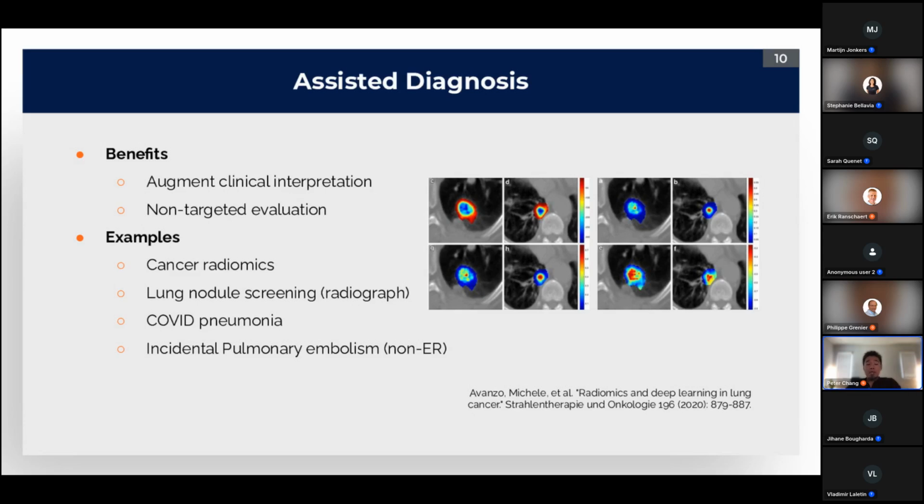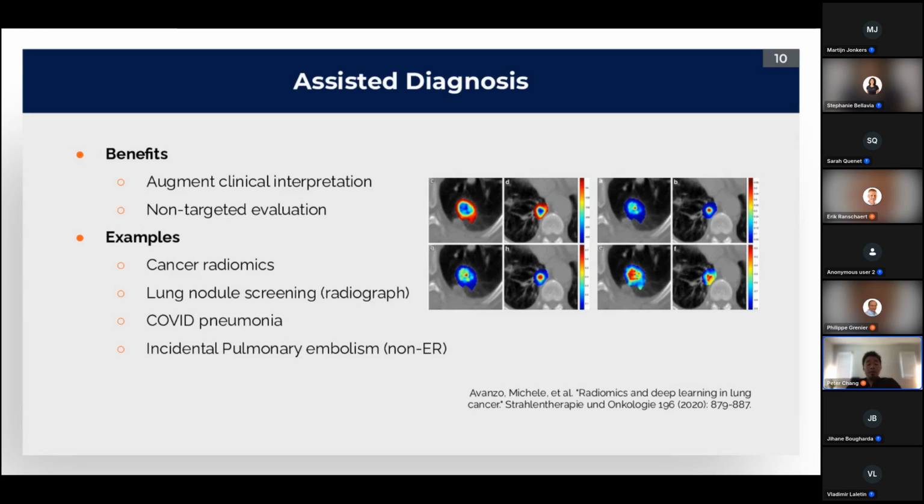Another major category of applications is what I will call or define assisted diagnosis. So these are things that radiologists don't really do well. They're not things that we naturally look for in an imaging study. And so the key benefit here is the ability to augment what humans do well.